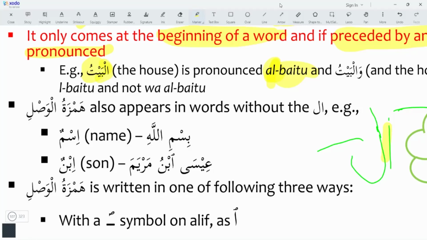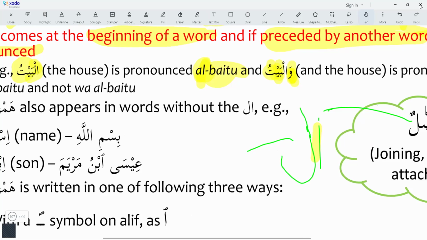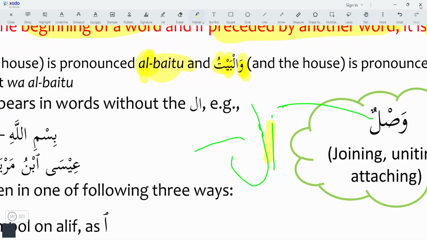And if there is a letter, a harf, or an ism, or a verb before this Hamzatul Wasal, like wow. Wow is a particle, this is a harf. We have learned this in the first book. So now we will not read this Hamza. This wow we will read with the lam: wal baytu. This Hamzatul Wasal we will not read. Its meaning is "and the house."